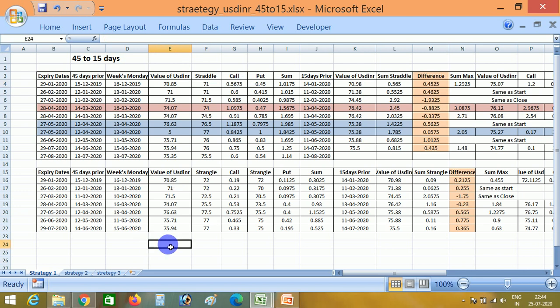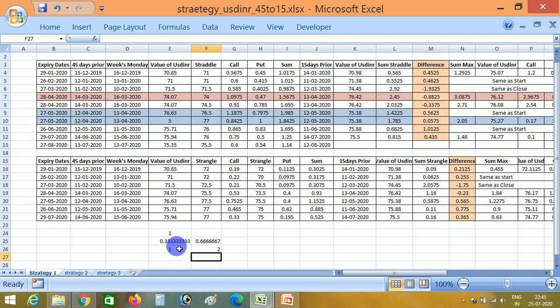So if we are going to sell a straddle for rupees 1, like here on 29th January, we will divide this into three parts. This is around 33 paisa. So convert the value into two parts, 33 paisa and 66 paisa, like 1:2. So this is 1, this is 2.